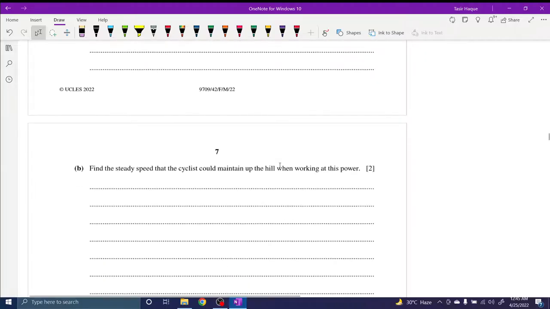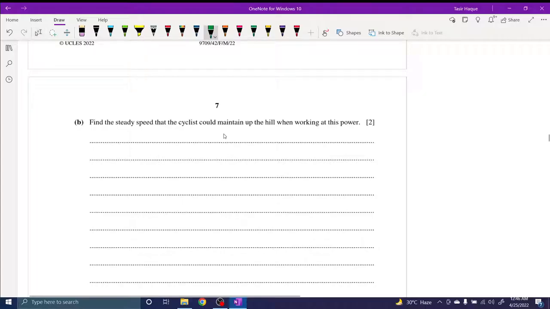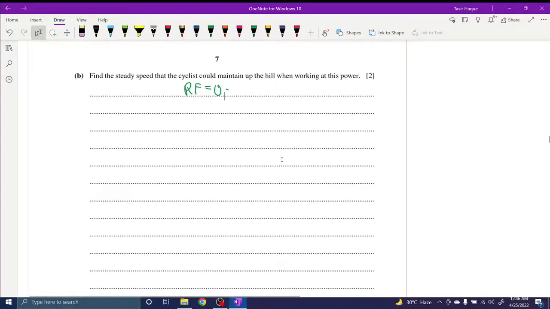Next, find the steady speed that the cyclist could maintain up the hill when working at this power. So for a steady speed, what happens to the net force? Net force is actually 0. Resultant force is equal to 0. This is what we need to know for a steady speed. That means the forward force is equal to the backward force. So what's the forward force here? Actually, the driving force minus the component of weight, mg sin alpha, minus the resistive force F. That's equal to 0.